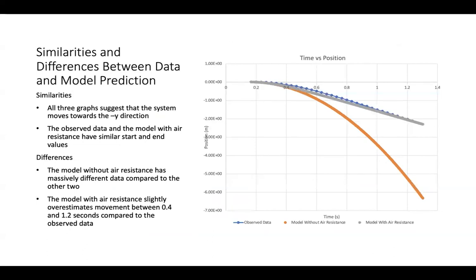The similarities are that all 3 graphs suggest that the system moves towards the negative y direction. The observed data and the model with air resistance have similar start and end values. The differences are that the model without air resistance has massively different data compared to the other two, and the model with air resistance slightly overestimates movement between 0.4 and 1.2 seconds compared to the observed data.